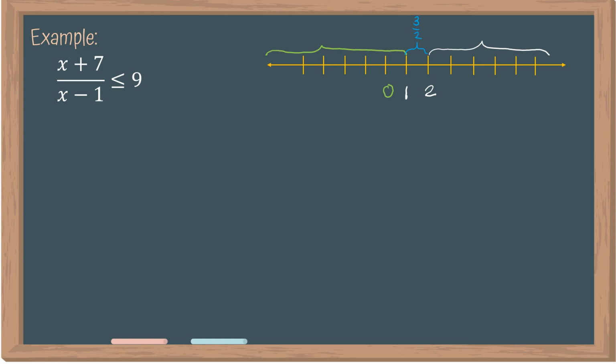And then, for the last one, let us have 3. Okay, so let us solve it one by one. So for our first test point, we have x equal to 0. Upon substitution into our original inequality, (x + 7)/(x - 1) ≤ 9, we will have (0 + 7)/(0 - 1) ≤ 9. So, 7 divided by negative 1 will be negative 7 ≤ 9.